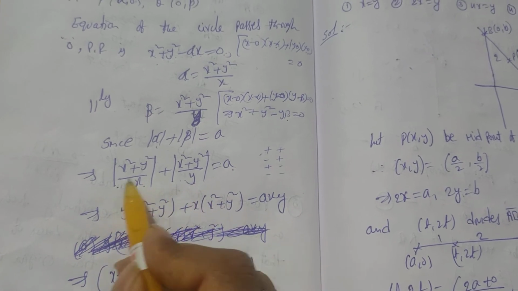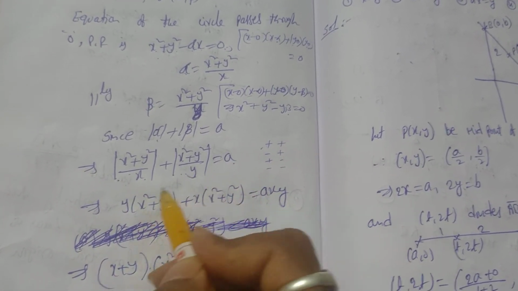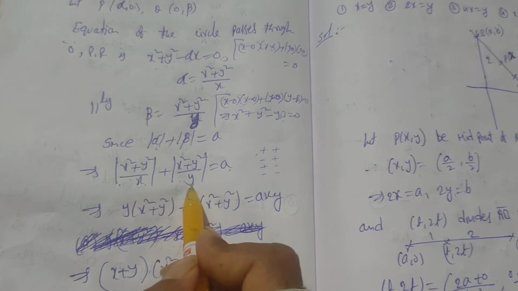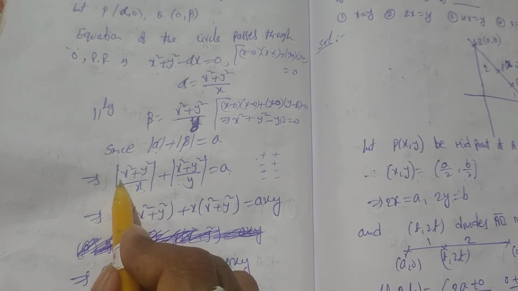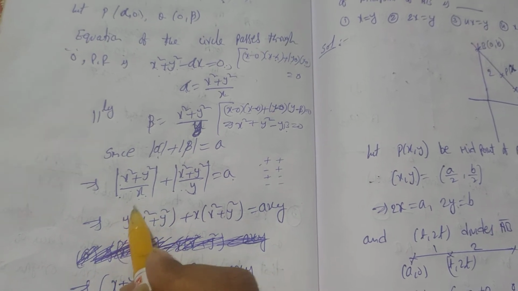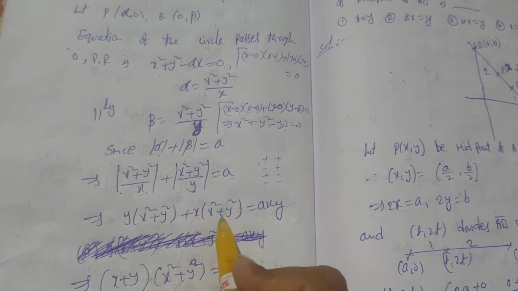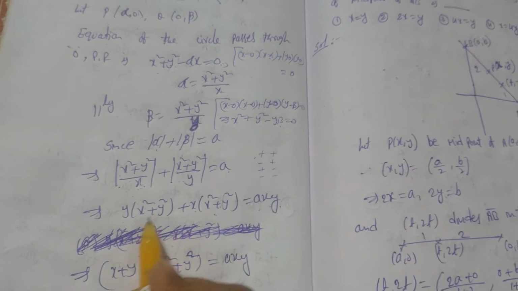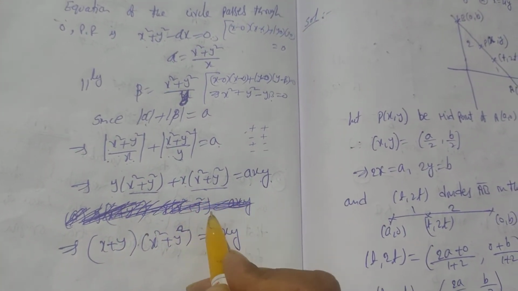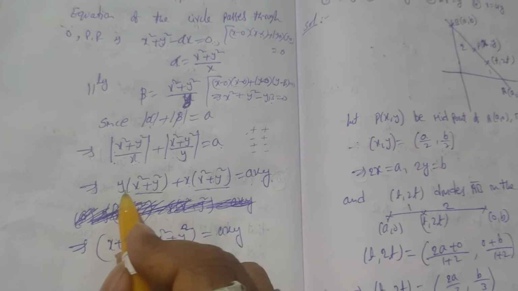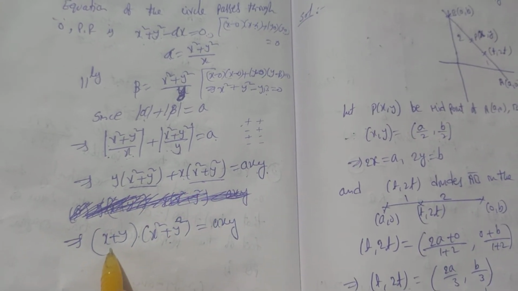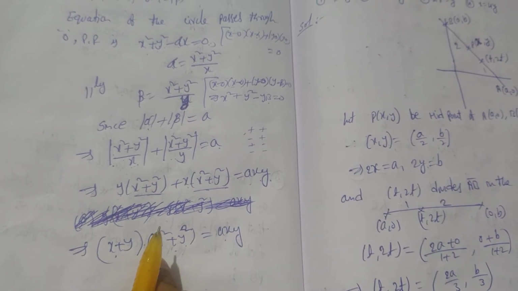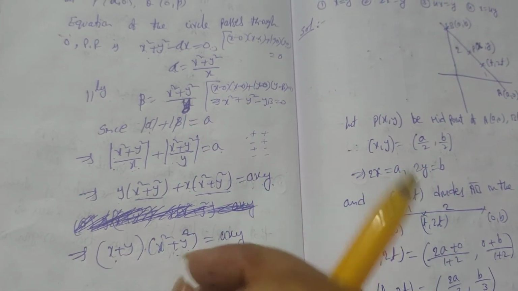So without modulus you get that, with both positives. If you take the LCM, xy is the LCM here. So y multiplies here, y into x square plus y square. Next x multiplies here, x into x square plus y square, by xy. That xy transposes to the right side, which gives axy. See here, in both terms we have x square plus y square common, then we have y plus x, or x plus y. So what is the answer? x plus y into x square plus y square is equal to axy. If this option is there, then you stop the problem.